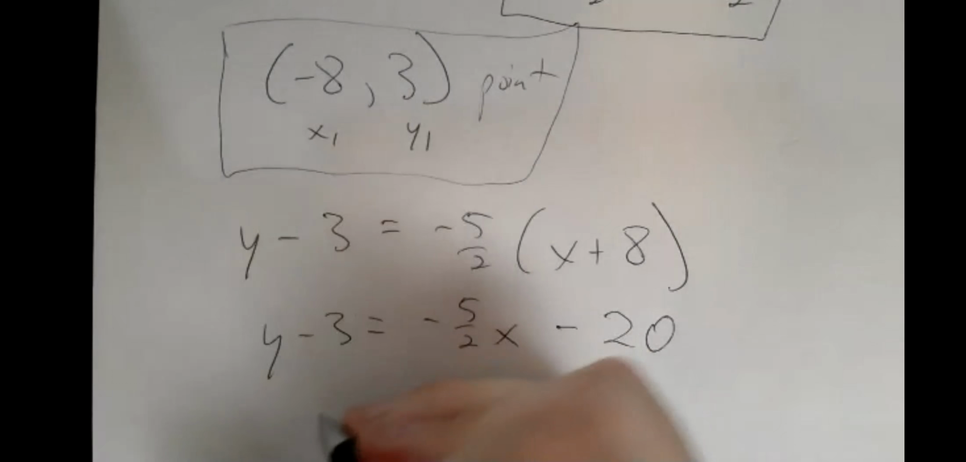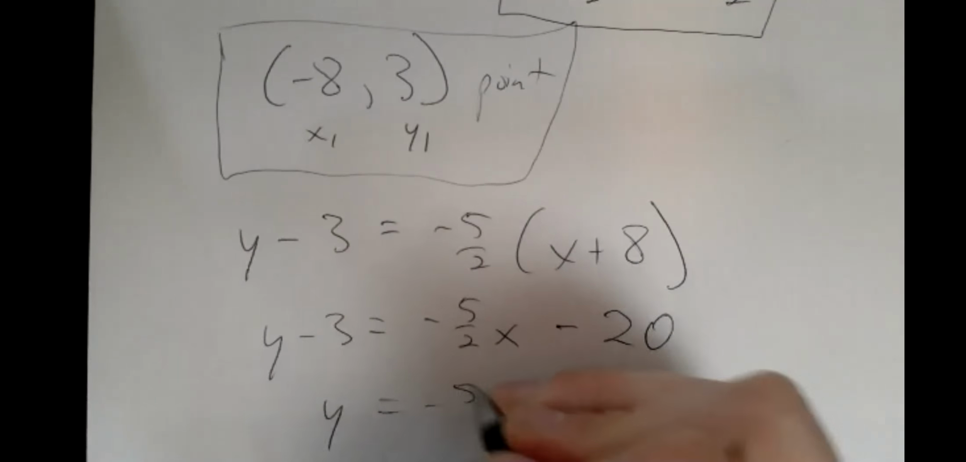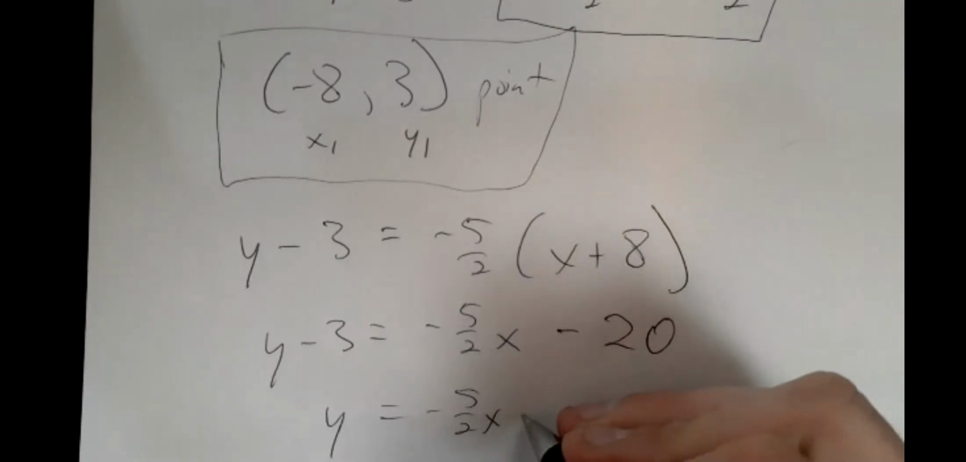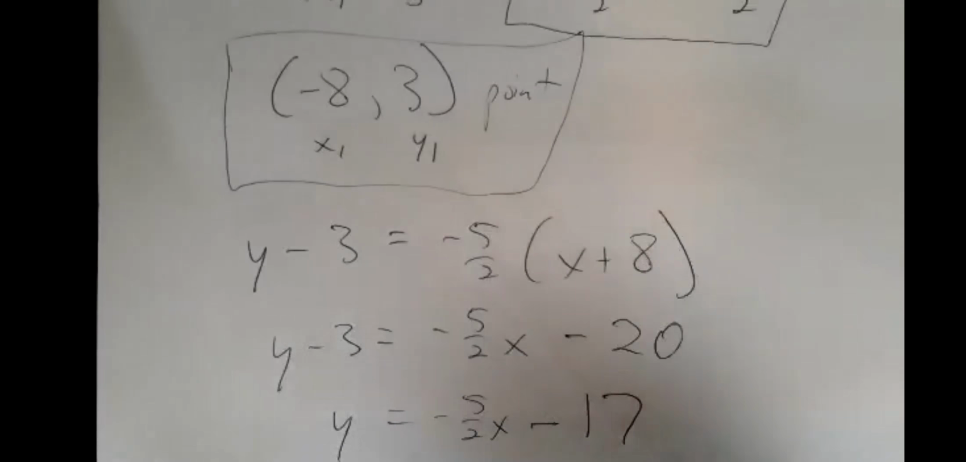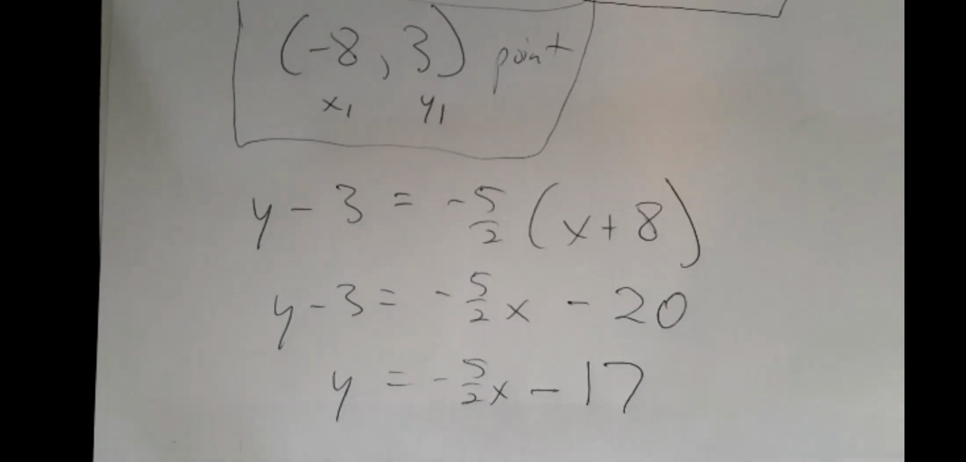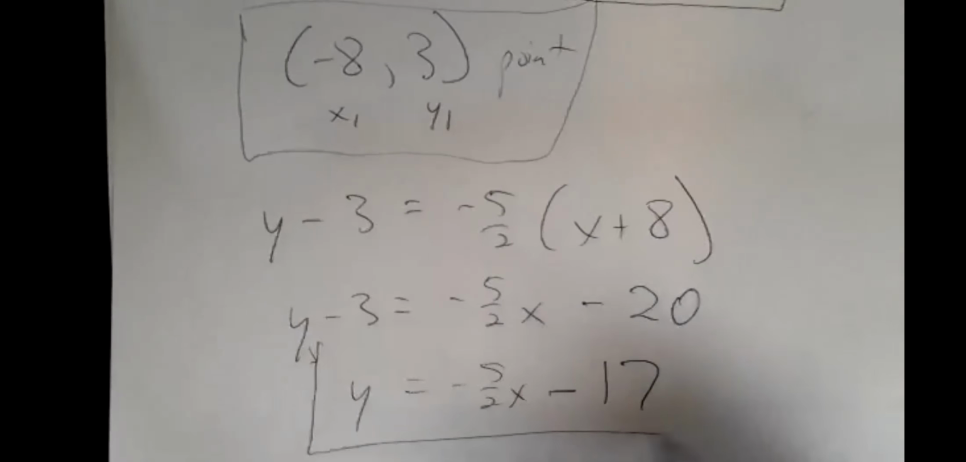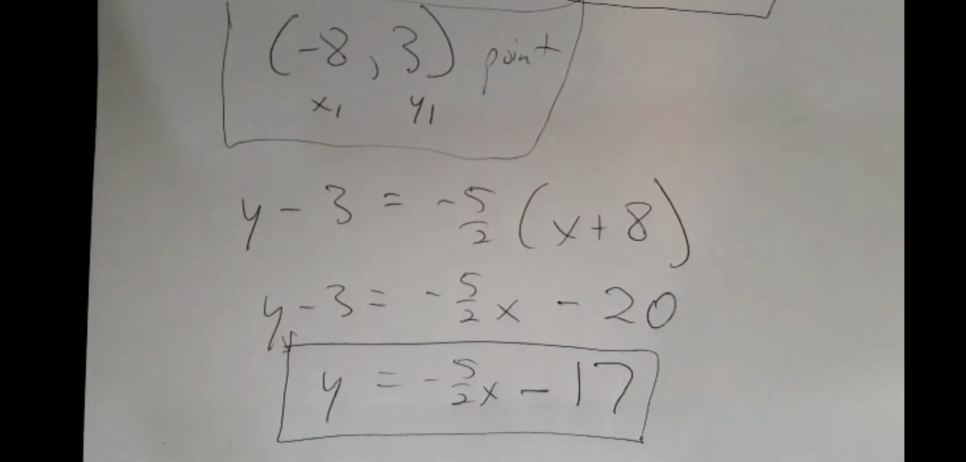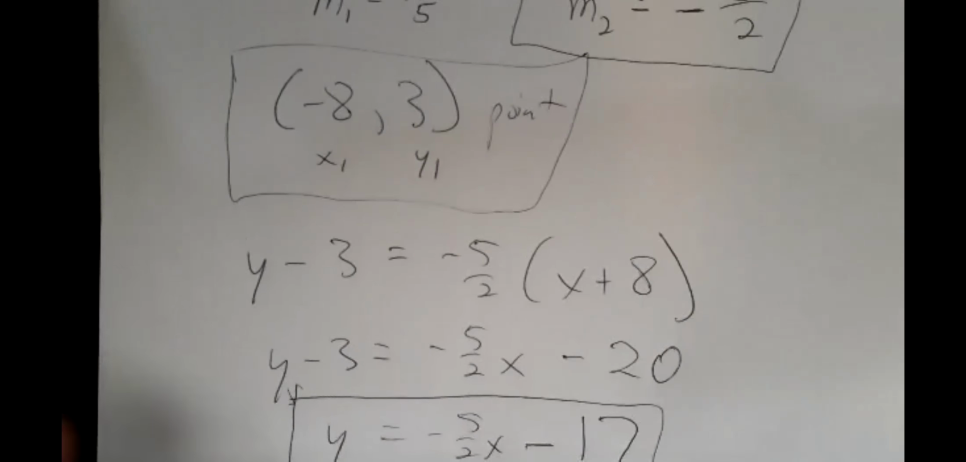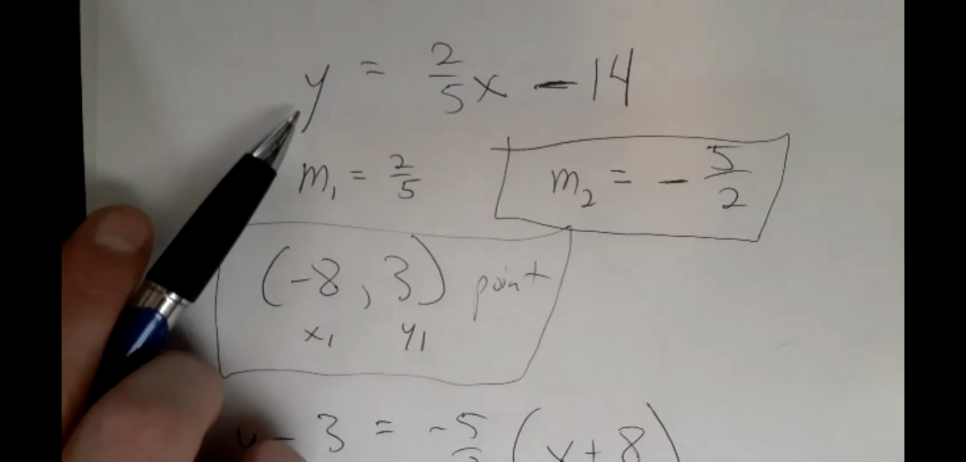And so the last thing I want to do is add 3 over, so y equals minus 5/2 x. If I add 3 to this, minus 20 is going to become, what, minus 17. Okay. And so now we have an equation of a line that should be going through this point, and it should be perpendicular to this line.